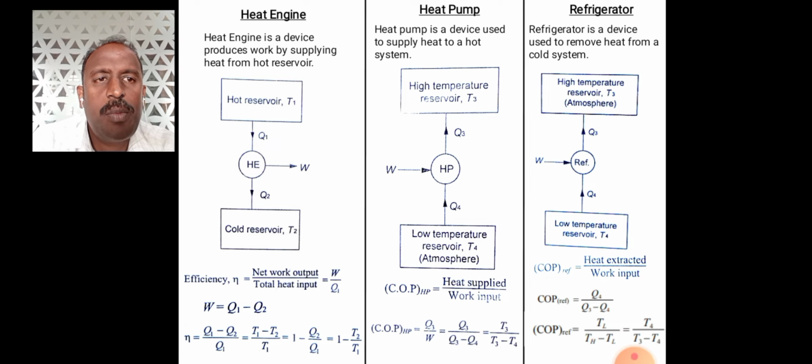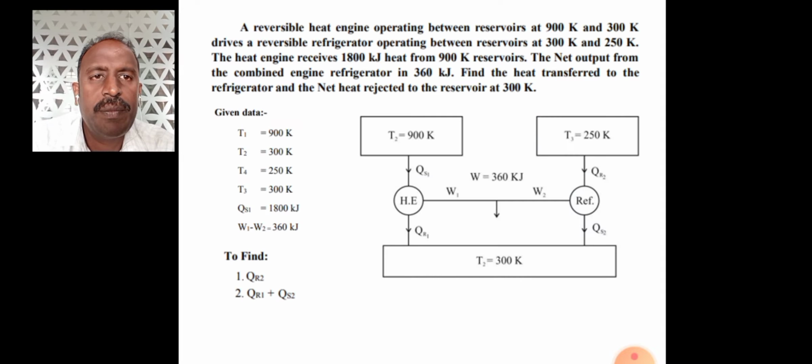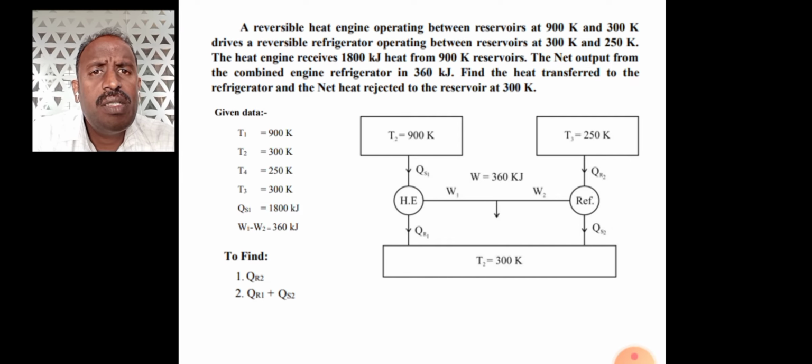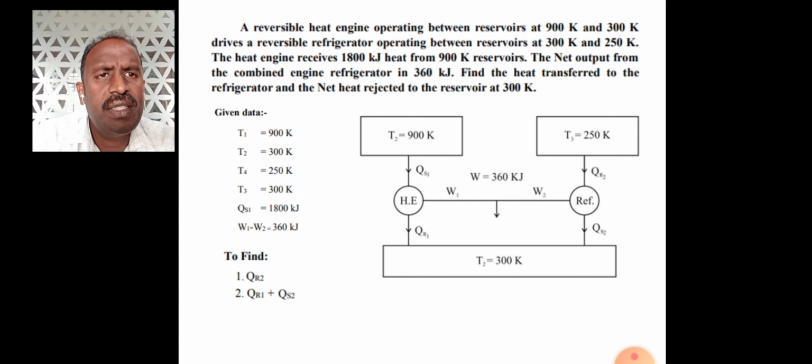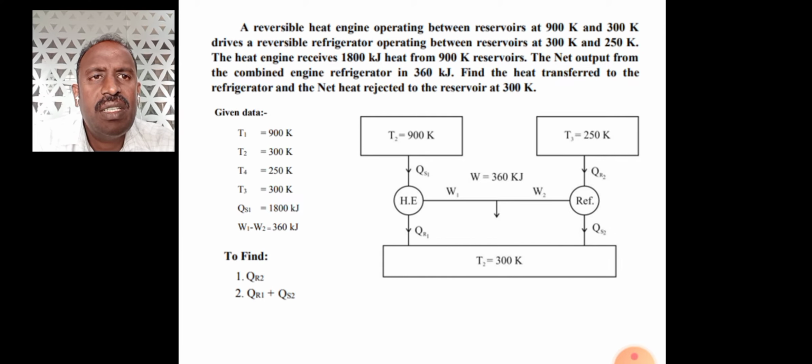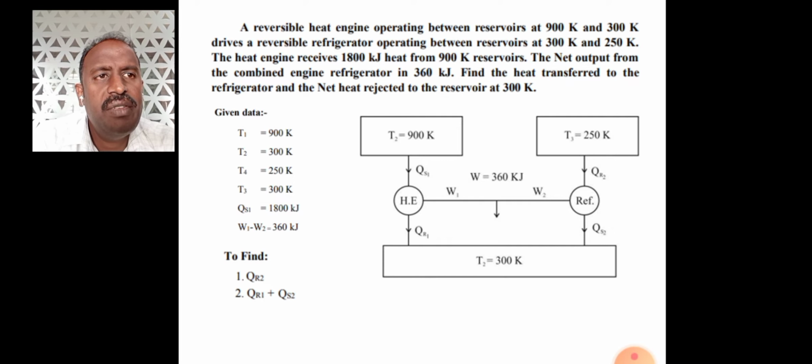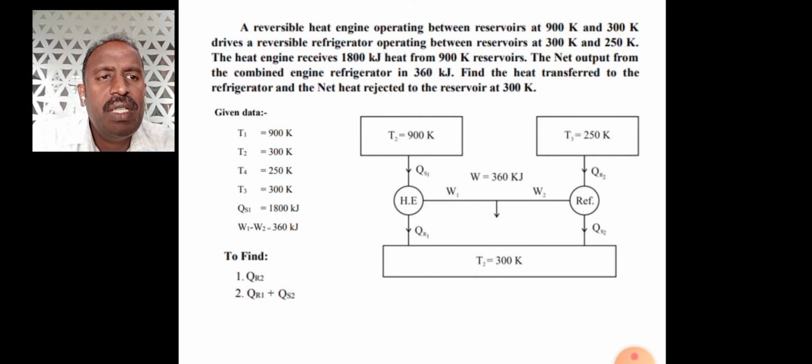We will see a problem based on the heat engine, heat pump and refrigerator. The problem is a reversible heat engine operating between reservoirs at 900 Kelvin and 300 Kelvin. So you can draw the diagram of the heat engine: the higher temperature will be 900 Kelvin and the lower temperature will be 300 Kelvin.